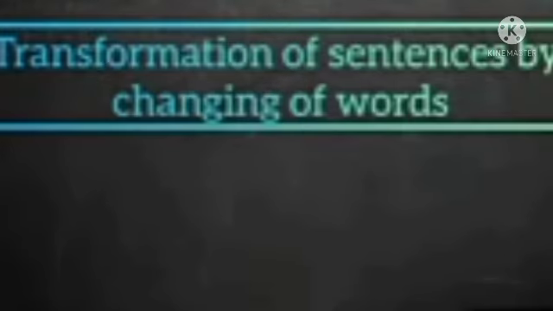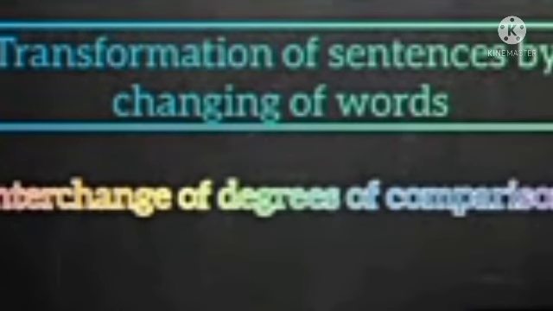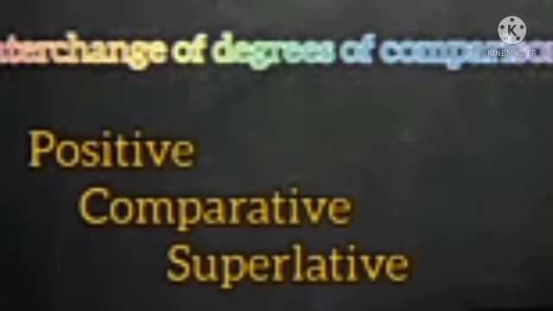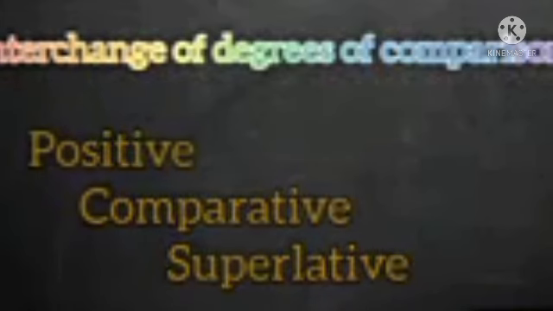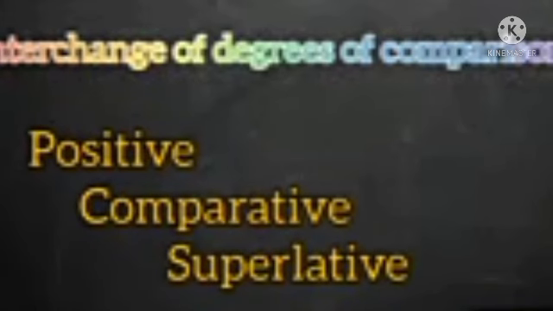Children, let us go to the next part of the transformation of sentences by changing of words, and that is interchange of degrees of comparison. As you know very well, we have 3 degrees of comparison, that is positive, comparative and superlative, and these can be interchanged without altering the meaning of the sentence. Okay, let us take a few sentences to get it clear.